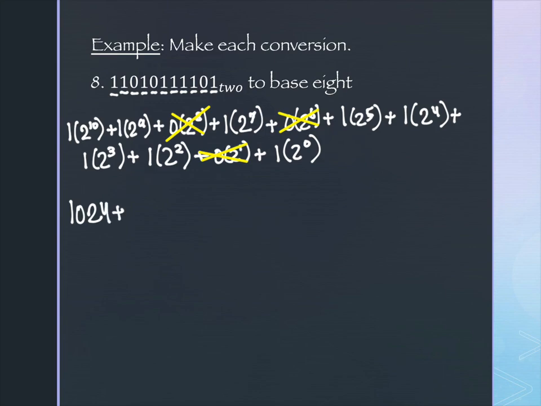1,024. What is 2 to the 9th? We skip 2 to the 8th. What's 2 to the 7th? 128. Skip 2 to the 6th, 2 to the 5th. It's 32. 2 to the 4th is 16. 2 cubed, 8. 2 squared, 4. Skip 2 to the 1st, and then 2 to the 0 is 1. All right. Add them all together. What do we get?